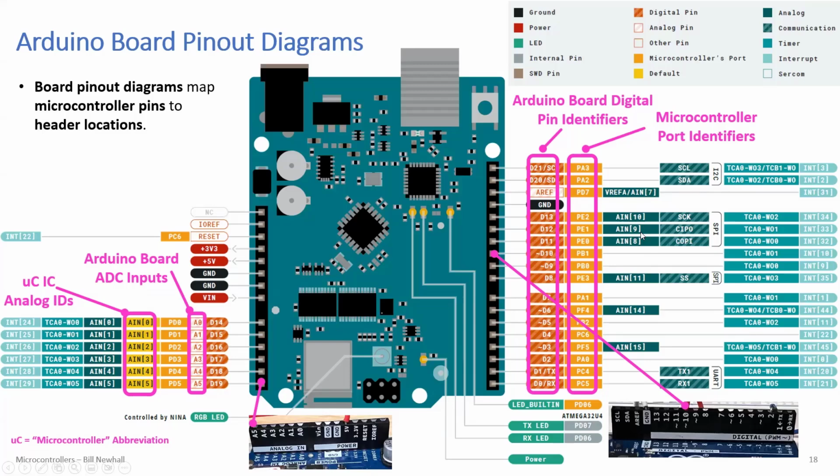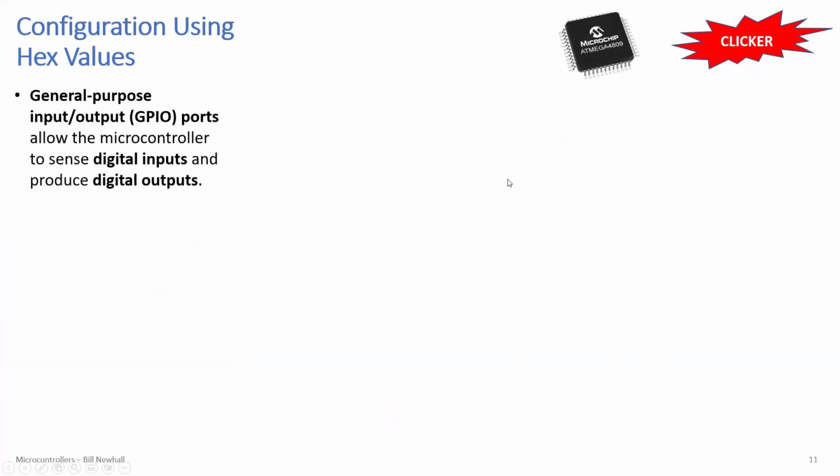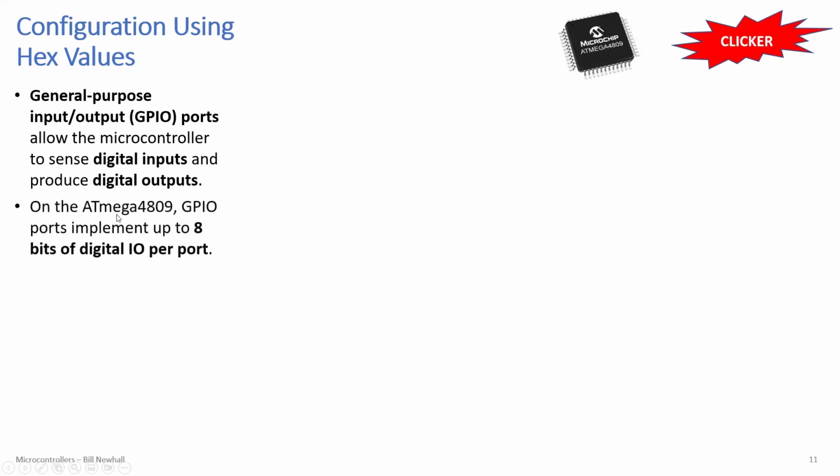Okay, so let's talk about configuring the digital ports. And I want to start this off using a clicker question. So grab your clicker applications. General purpose I/O ports, GPIO, allow the microcontroller to sense digital inputs and then produce voltages on digital outputs. And on this microcontroller, the Atmega 4809, the GPIO port implements up to 8 bits of digital I/O per port.